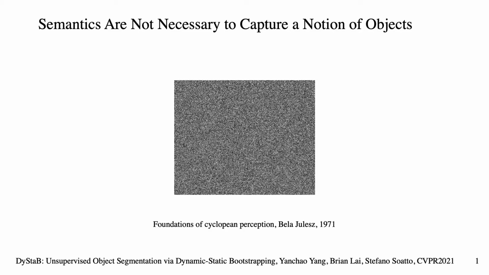There is nothing in this image that looks like a dinosaur. There's just salt and pepper noise. Yet, we can see and recognize the dinosaur. The goal of this step is to learn to segment objects without any semantic annotation, just by observing things moving.